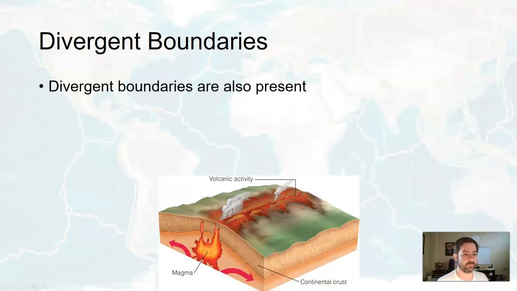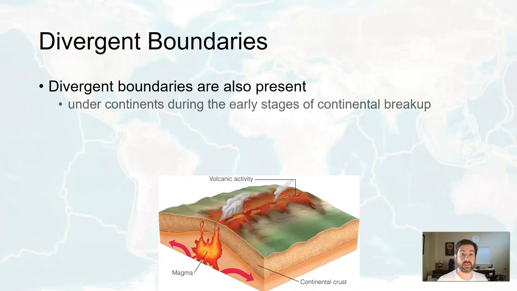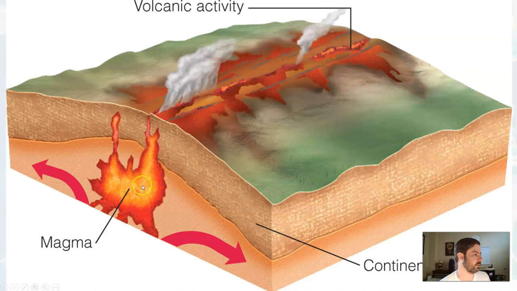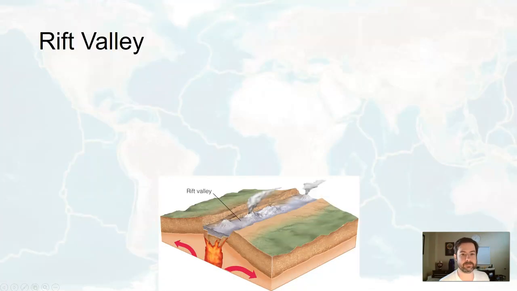So, divergent boundaries aren't only in the bottoms of the oceans. They can appear on continents as well during the early stages of continental breakup. Beneath the continent, there might be some magma welling up in these anomalous mantle plume areas. More on that in a bit. And the crust is initially pushed up, and then it's stretched and thinned out. Here's a little image of that magma pushing up, pushing the crust up, thins it out a little bit, stretches it a little bit, and then cracks might begin to appear in this continental crust.